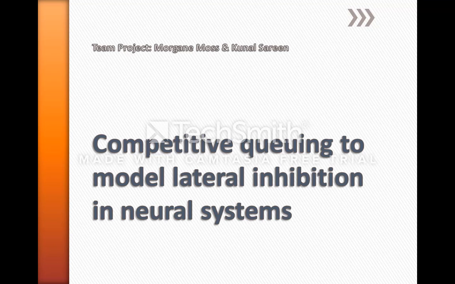Basically, we wanted to model a phenomenon that happens in the brain where the brain is presented with two or more stimuli and needs to process them and decide which of them to respond to and in what order. So first I'll go over a little bit more about what exactly that means and how this happens in the brain.